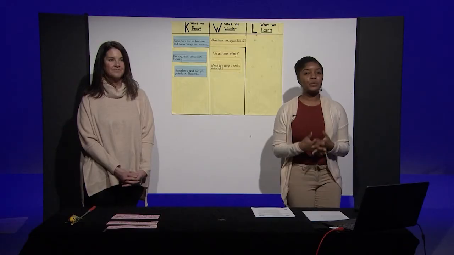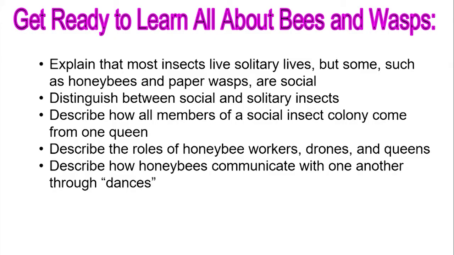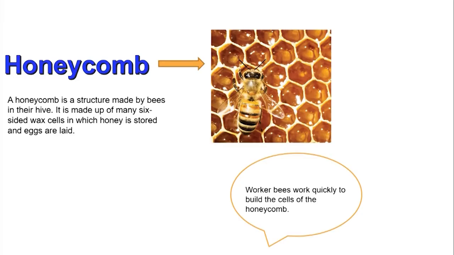Okay, very good. Now that we have our KWL chart filled out, before we get into our read aloud, let's take a look at our slides and look at our vocabulary words for today. So the first word that we're going to look at is honeycomb. A honeycomb is a structure made by bees in their hive. It is made up of many six-sided wax cells in which honey is stored and eggs are laid. Listen to this sentence. Worker bees work quickly to build the cells of the honeycomb. Can you say the word honeycomb with me 3 times? Honeycomb, honeycomb, honeycomb. Awesome job.